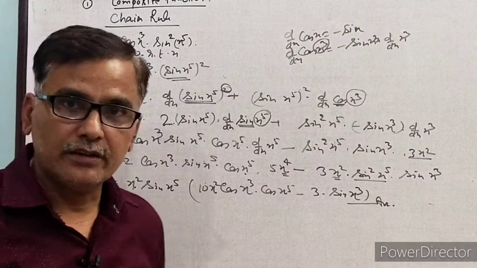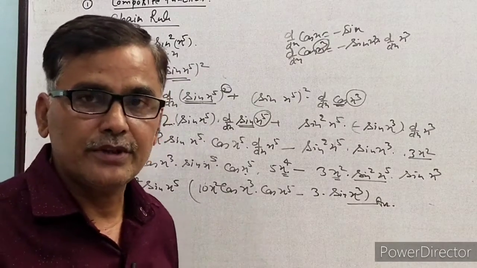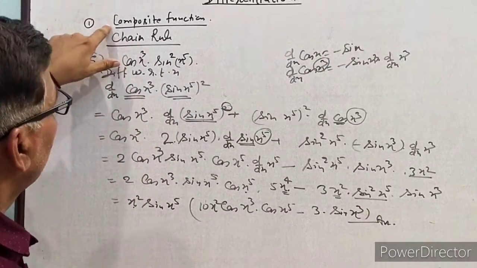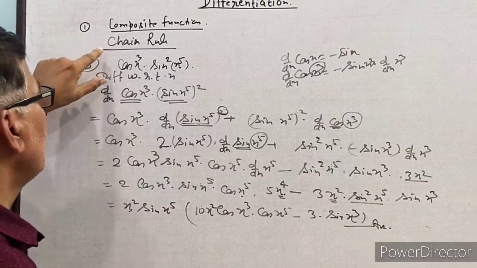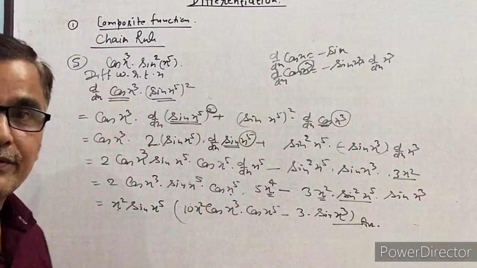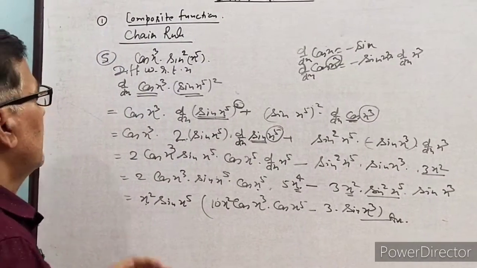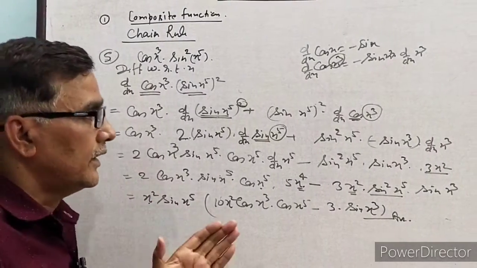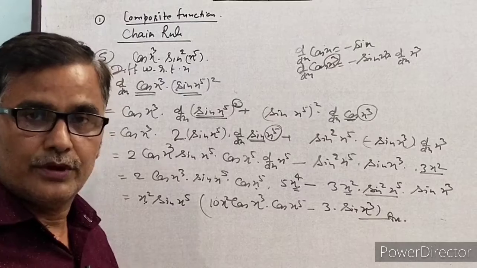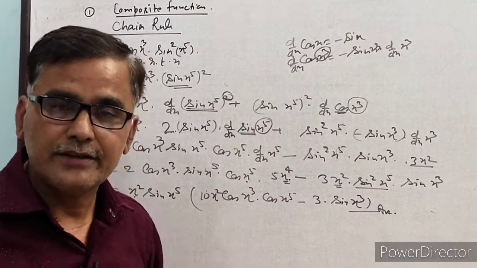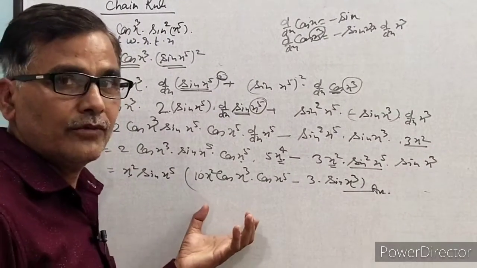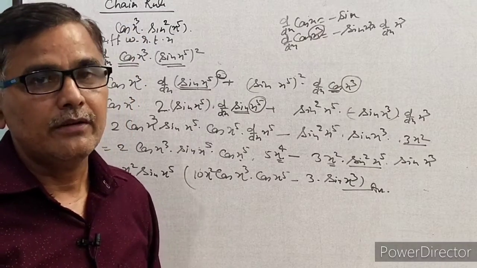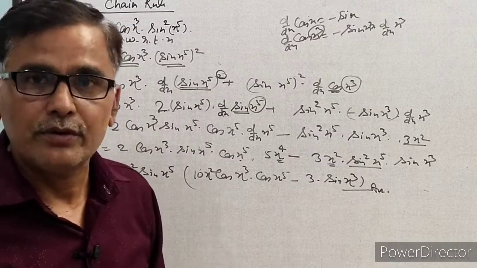So we are solving here some problems related to composite functions. Whenever we have a composite function, we have to use the chain rule to differentiate such functions. We have tried to solve some questions. I think that you are now able to understand the concept here. We will meet in the next video with a new topic. Till then, watch this and try to understand this. Thank you.